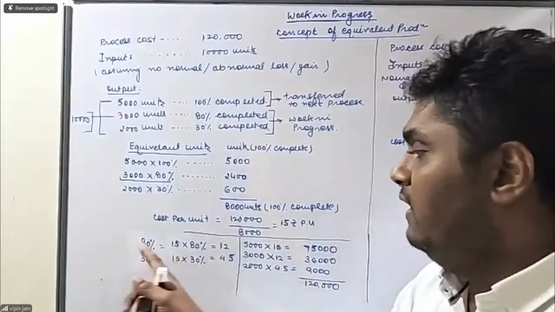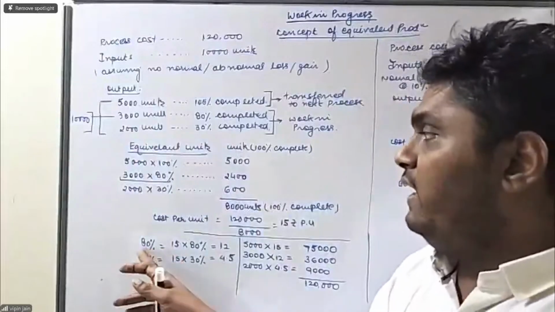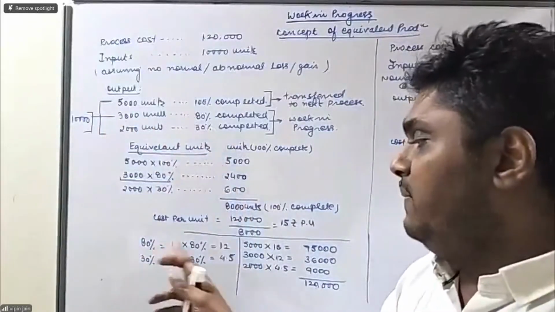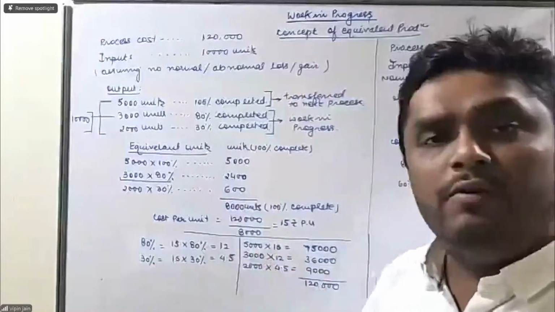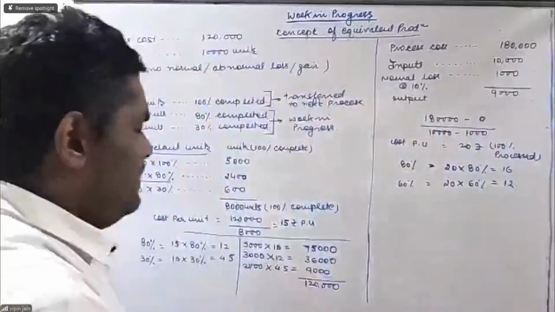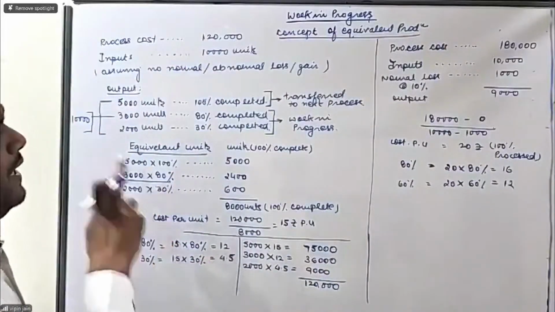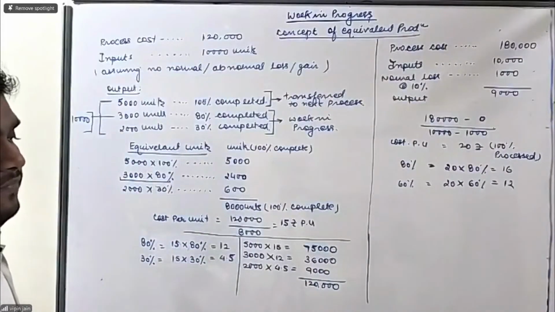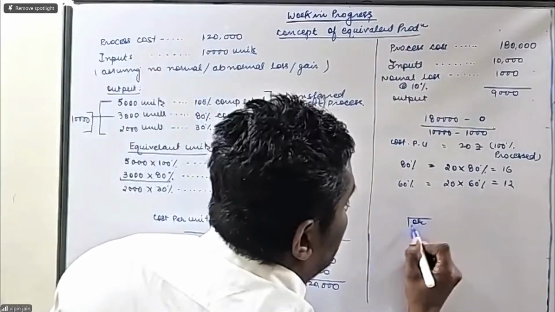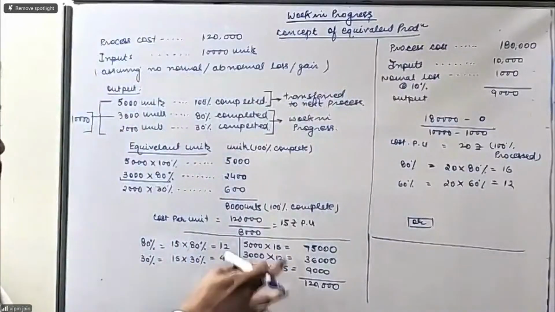So herein, if 15 rupees is the cost of 100% completed units, we need the cost for 80% and 30% also. So for 80%, it will be 12, and for 30%, it will be 4.5. So now we have got the cost per unit. So very simple, 5,000 into 15, 3,000 into 12, and 2,000 into 4.5. There is one more way to calculate this cost.